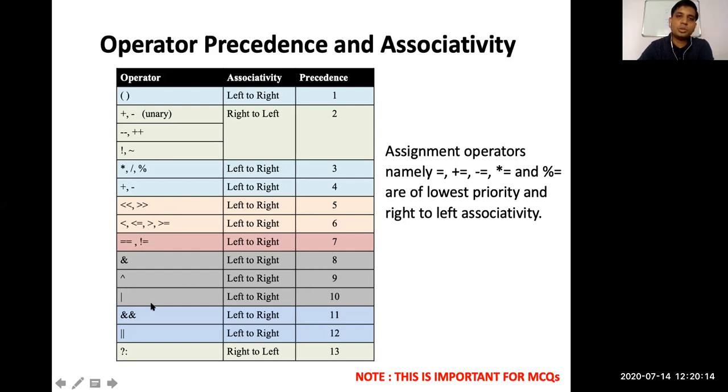You need to learn this operator precedence table. Now what is done by associativity? Can anybody tell me, does anybody have knowledge about what associativity does? Here it is written left to right, right to left. What is the meaning?